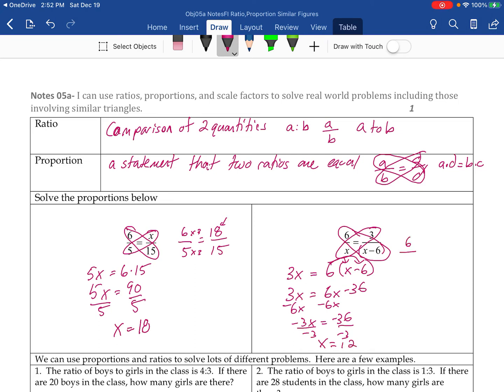So that means that 6 over 12 is equal to 3 over 12 minus 6. And this is just my little check. Let's say, is 6 over 12 the same thing as 3 over 6? And we know that's true because it's a half.